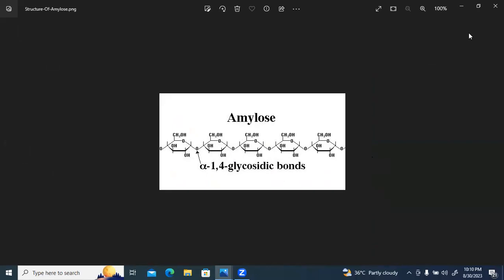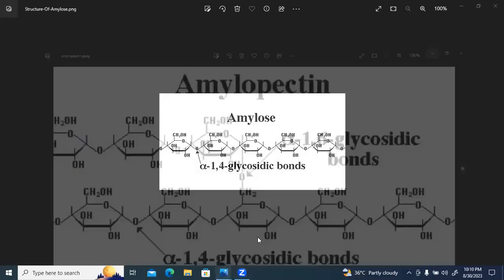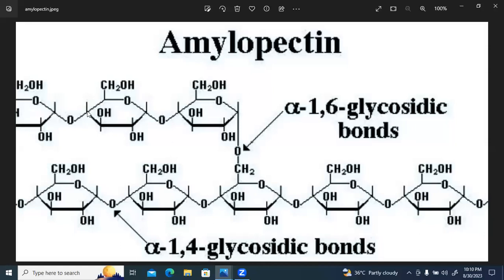Similarly, let me show you a diagram for amylopectin. So this is the structure of amylopectin. On a basic level, this is one chain of amylose, and this is another chain of amylose. In amylose, the glucose units are joined by alpha 1,4 linkages.